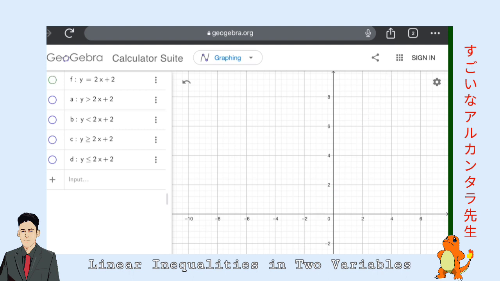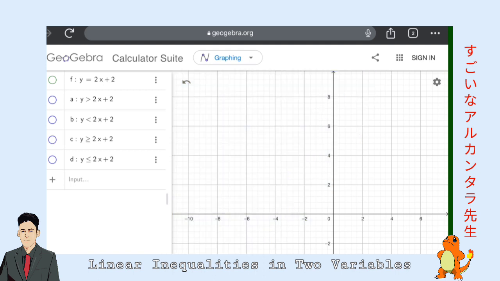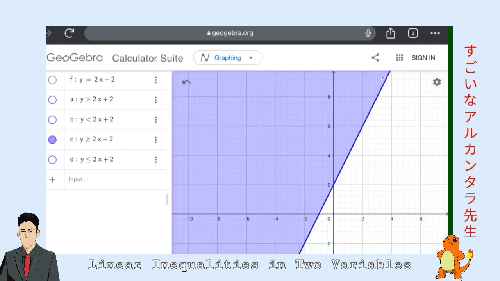Now, what if we have y is greater than 2x plus 2? As you can notice here, there is a shaded region above the boundary line. And what boundary line are we talking about? It's basically the line itself. And in the line in particular, we can notice that it is not solid, it is broken. Similar with y less than 2x plus 2. The line itself is broken, but now observe where the shaded region is. It is below.